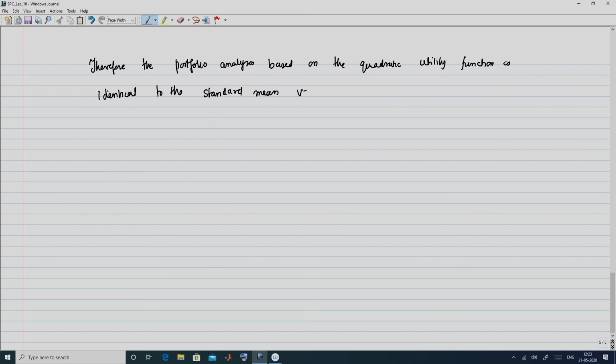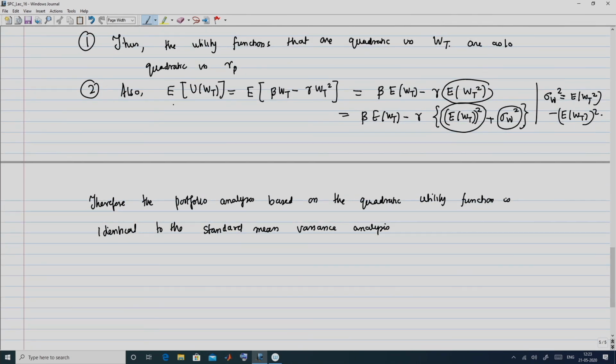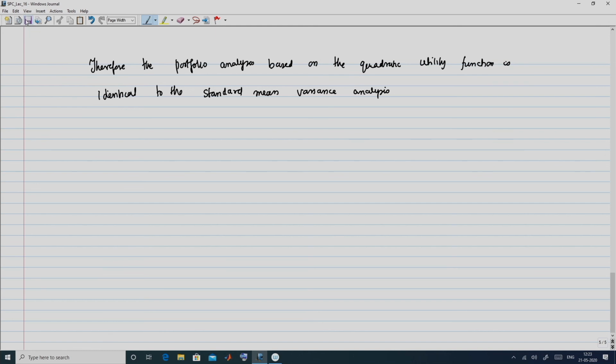So, therefore, the portfolio analysis based on the quadratic utility function is identical to the standard mean variance analysis. So, this means basically, for example, if I am trying to maximize the expected utility, then this would be the same as minimizing the sigma W square, for example. So, this is one place you can reconcile this with the mean variance framework. So, next we come to our normally distributed returns.